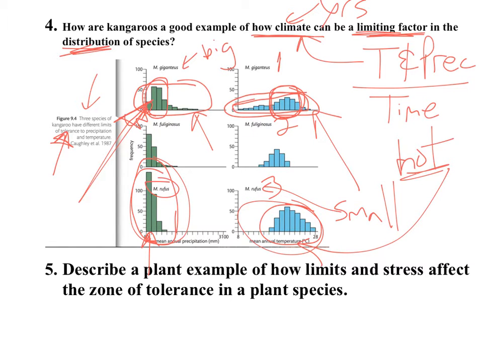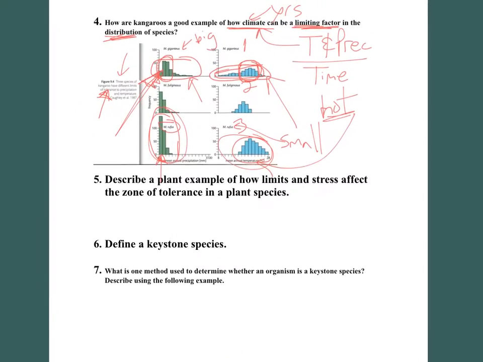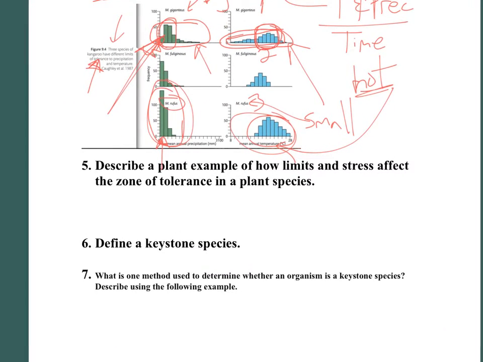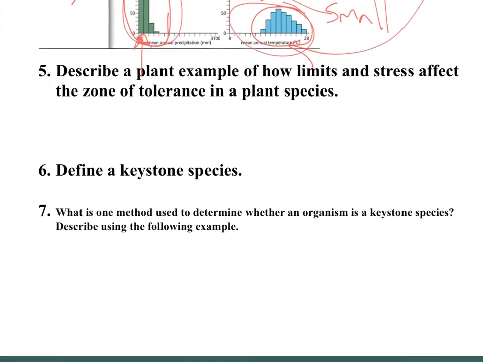So you will read that in the chapter, but we are interpreting the graph to understand how climate or temperature and precipitation can be a limiting factor in its distribution, which is where the animals exist. As you can see, they have to be in a certain temperature and precipitation, which puts them in a certain area of Australia. That's the only place that kangaroos live.